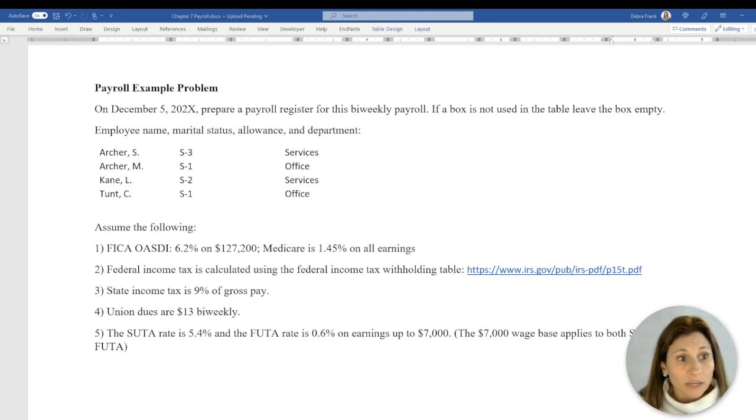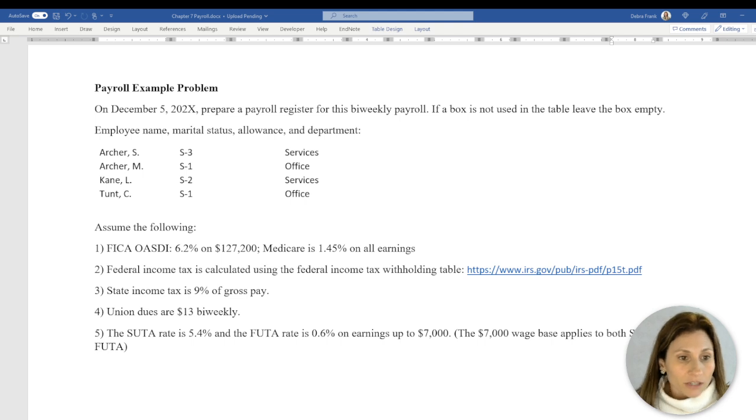So here's our example problem we have on December 5th. We're going to prepare a payroll register for this biweekly payroll. And if a box is not used in the table, leave the box empty. I'll show you that. And then we have a list here of 4 employees, their marital status, their allowance, and then what department they're in. And so we're going to start filling out this payroll register with that information.